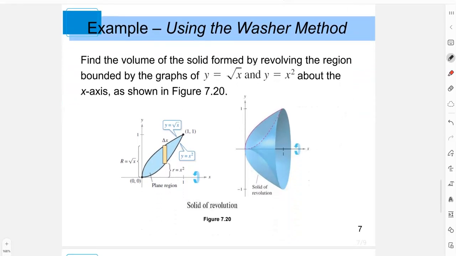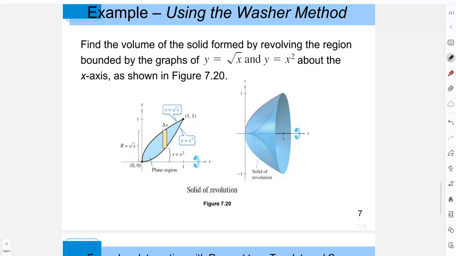Let's look at an example. We want to find the volume of the solid formed by revolving the region bounded by the graphs y equals square root of x and y equals x squared about the x-axis. So here's our picture of what's going on. So this is x squared right here. This is square root of x.